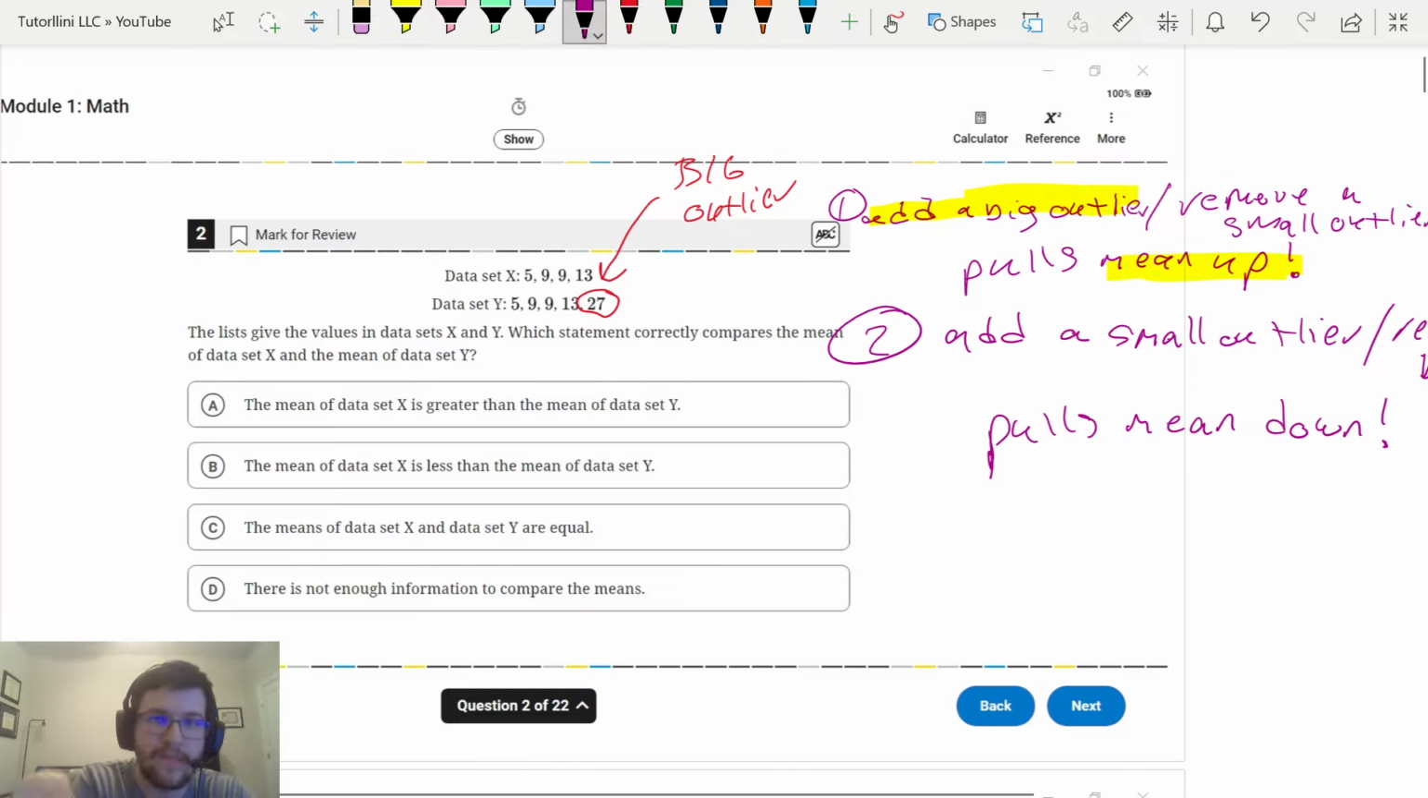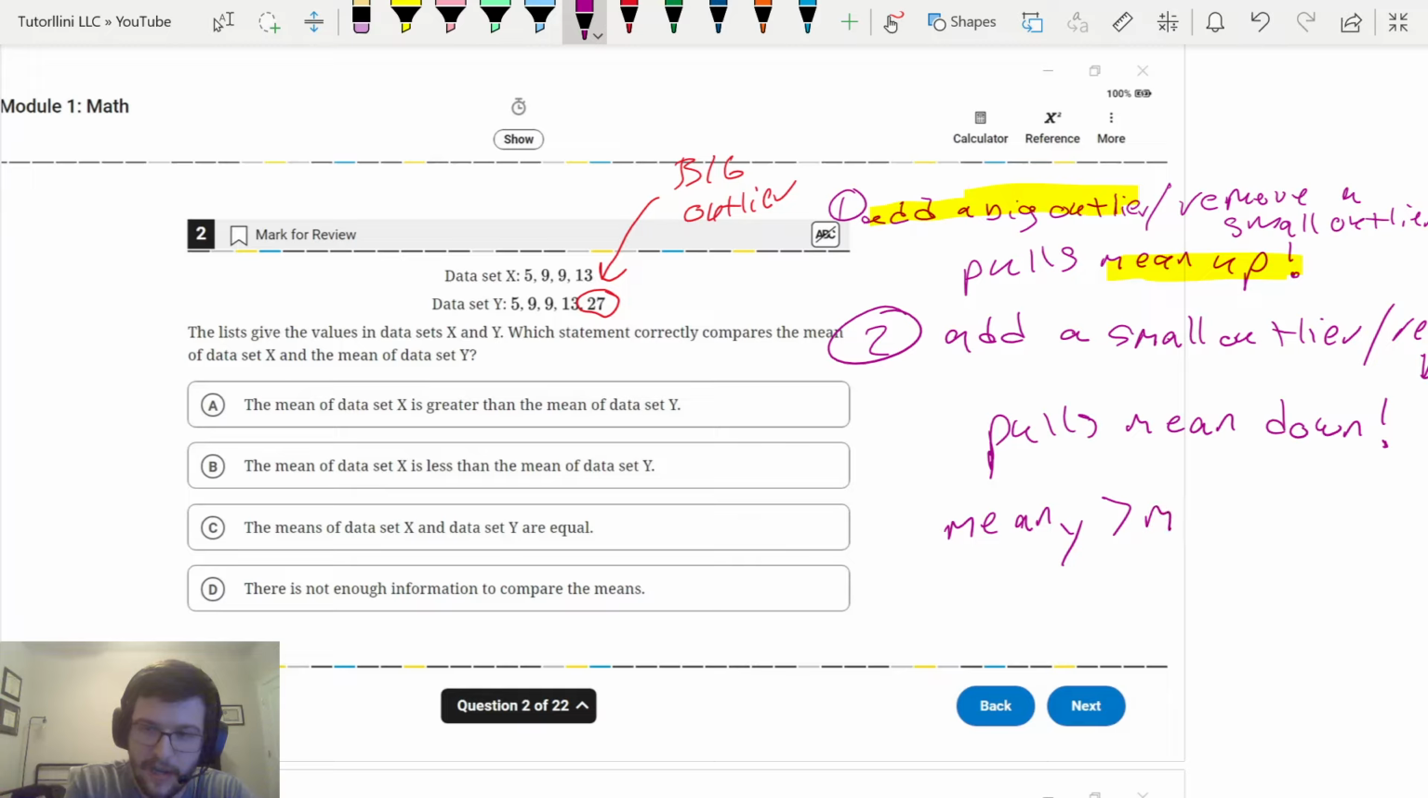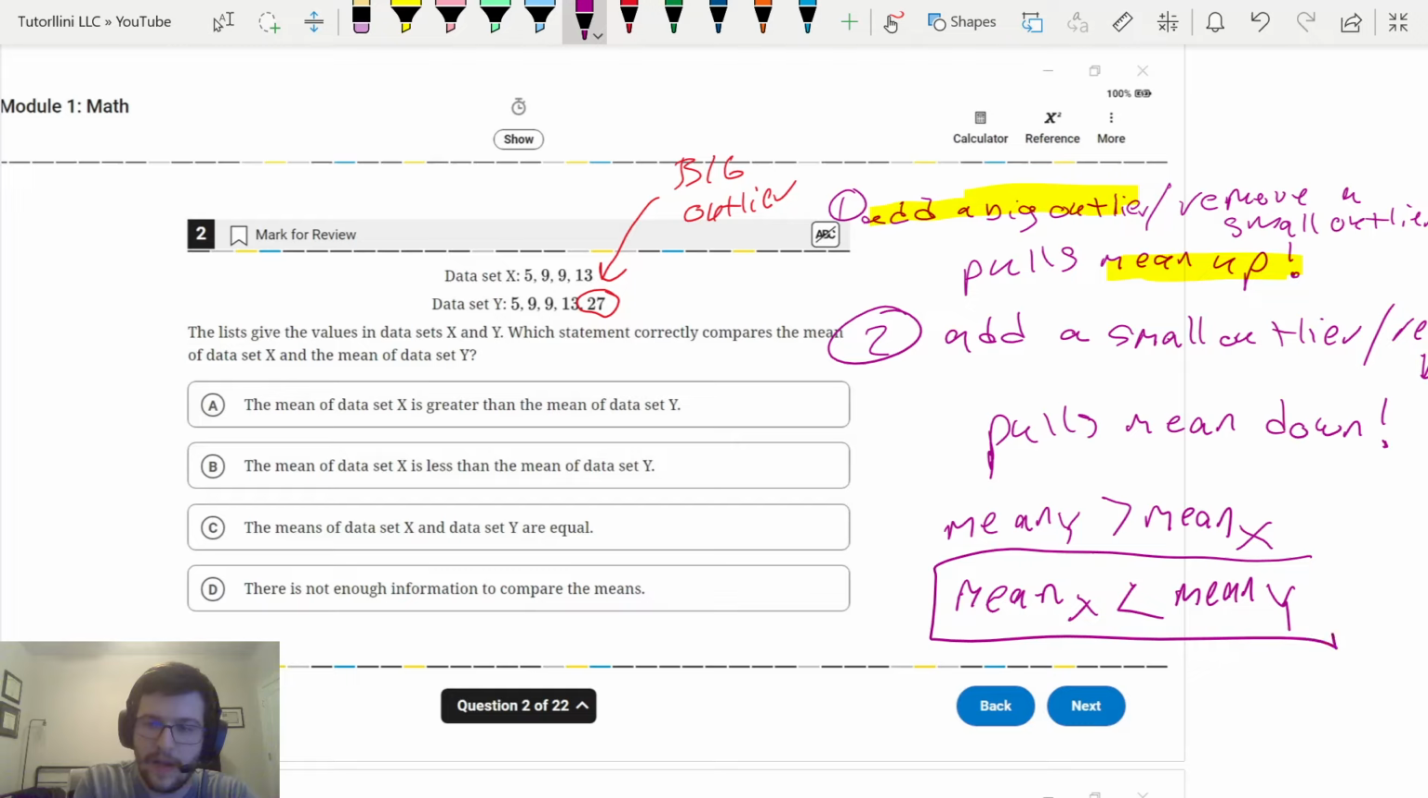So the mean of data set Y is greater than the mean of data set X. And you see they put in the answer choices the mean of X on the left side. So let's flip this inequality. So mean of X is less than mean of Y. And that is answer choice B. The mean of data set X is less than the mean of data set Y.